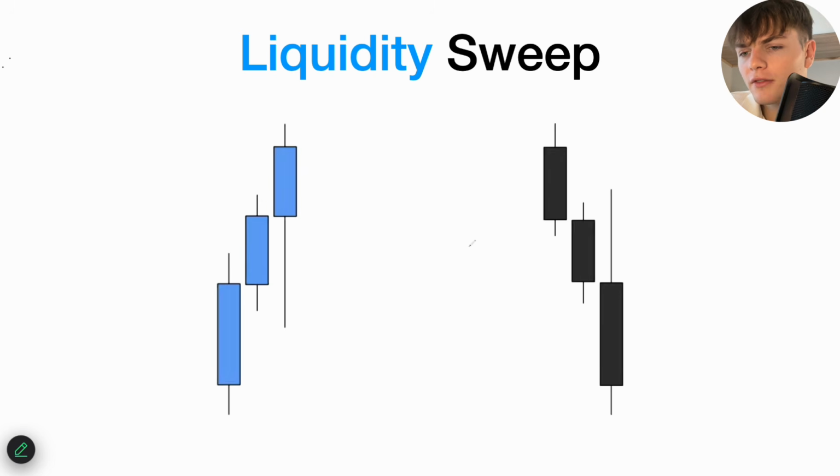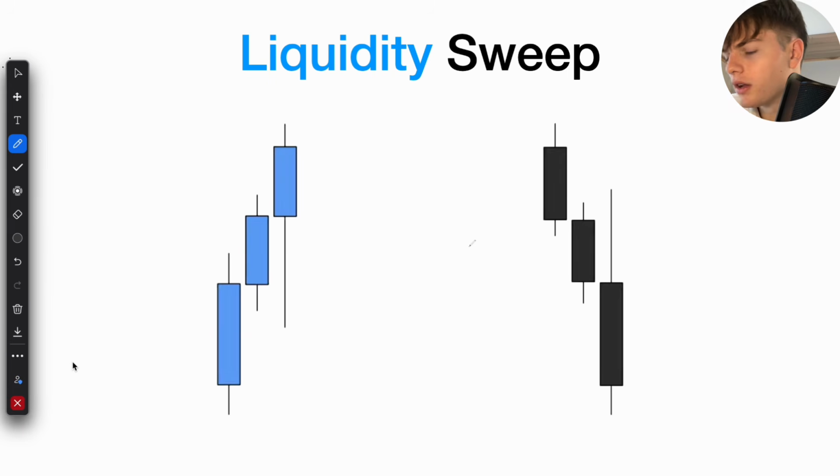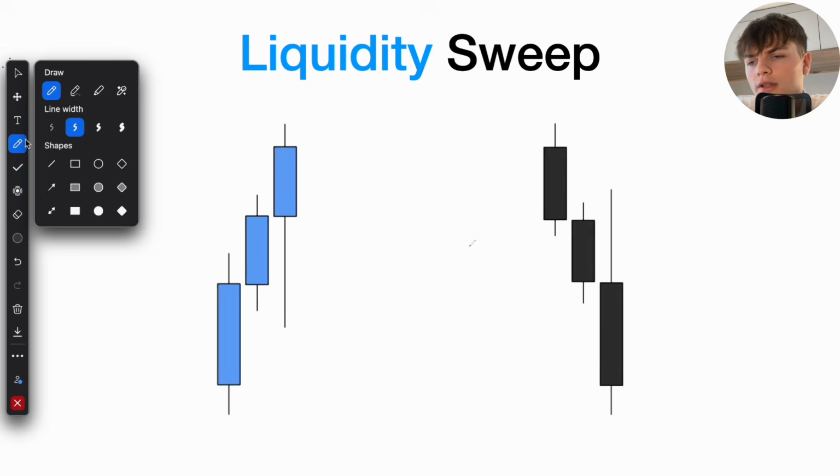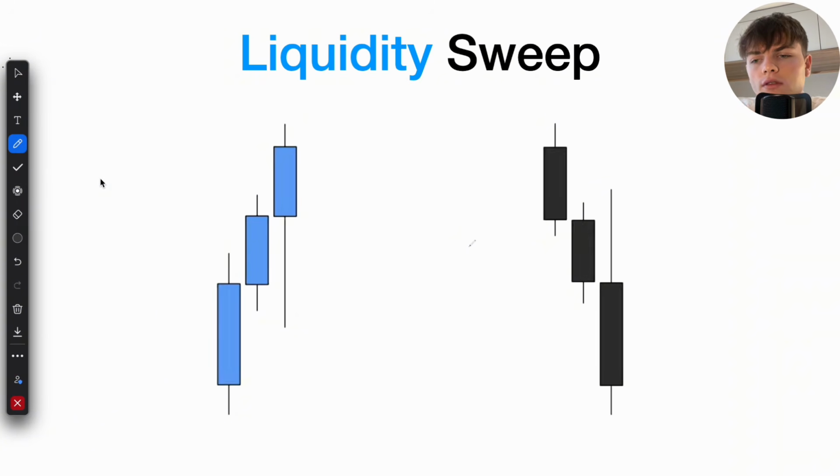So first of all, we have to understand what a liquidity sweep is and what it means, how we can take advantage of it and make money by using it. So when we talk about liquidity, you need to keep this in mind. Liquidity equals stop losses. Stop losses equals money. And money equals liquidity. So a liquidity sweep is essentially just a money grab, a stop loss hunt.